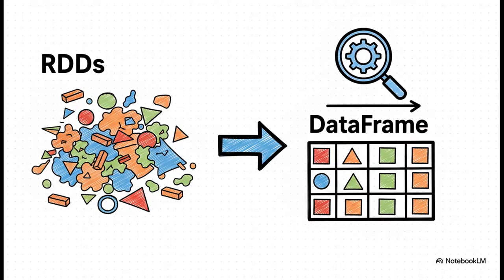Okay, let's look under the hood for a sec. Spark uses these things called data abstractions. The original was the RDD, which is super resilient and flexible. But today, almost all modern Spark development uses data frames. And why is that?